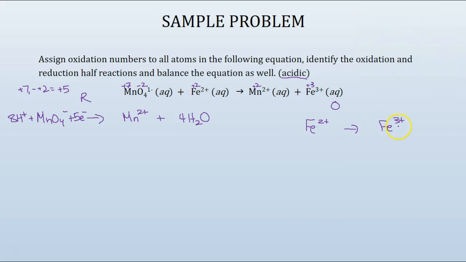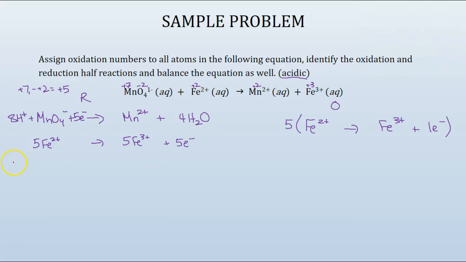I have a +2 and a +3. This guy has 1 fewer electron. So I add 1 electron over here. My problem is I have 5 electrons here and 1 electron here. So this reaction has to be multiplied by 5 to make the electrons equal. So I'm going to rewrite it over here after multiplying. 5 Fe2 plus yields 5 Fe3 plus 5 electrons.